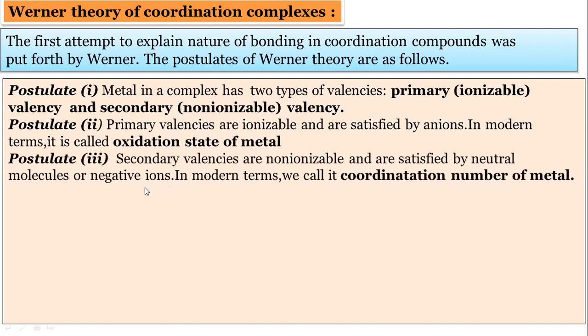And see finding number 3. It is related to the secondary valencies. The secondary valencies are non-ionizable, and these are satisfied by neutral molecules or negative ions. In modern terms, we call it the coordination number of the metal. So primary valencies are satisfied by anions, called the oxidation state of the metal, and secondary valencies are satisfied by neutral molecules or negative ions, called the coordination number of the metal.